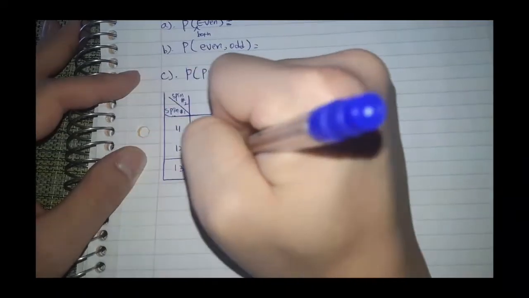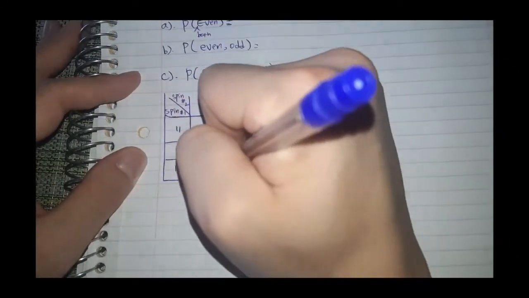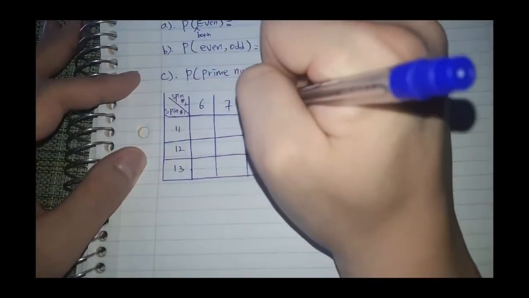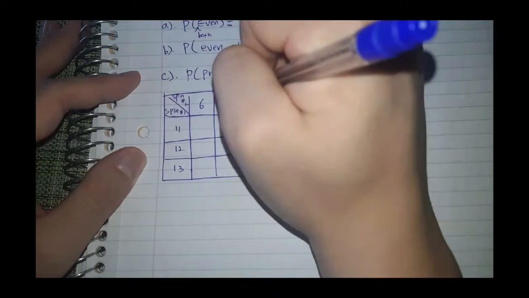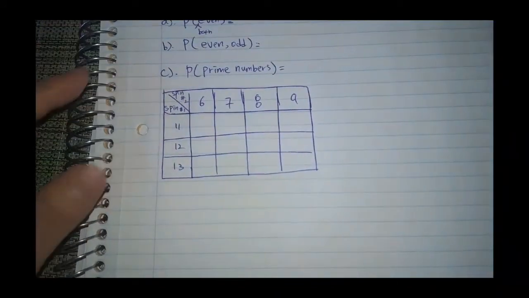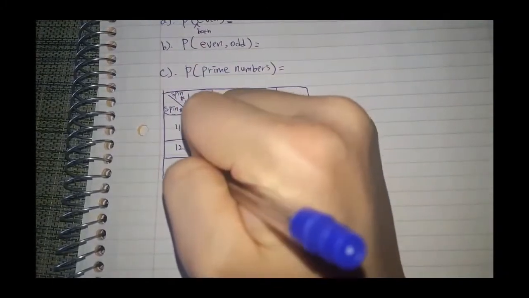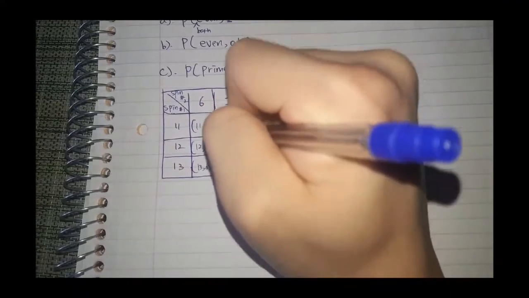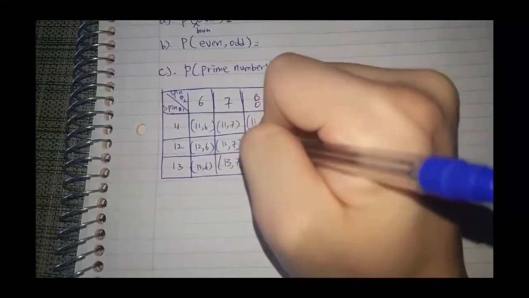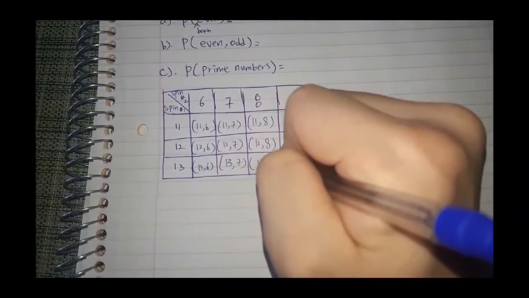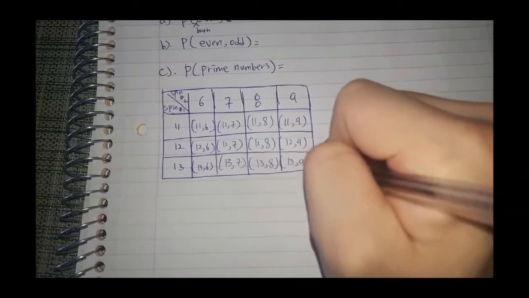So we have these choices like that. Spinner number 2: 6, 7, 8, and 9, like that. So in the traditional way, we put our outcomes in: 13 and 6, 11 and 7, 12 and 7, 13 and 7, 11 and 8, 12 and 8, 13 and 8, 11 and 9, 12 and 9, 13 and 9, something like that.